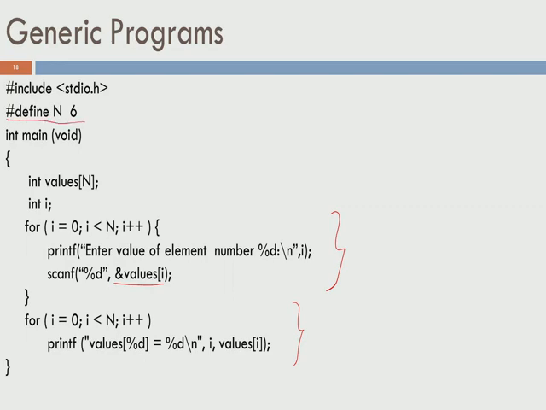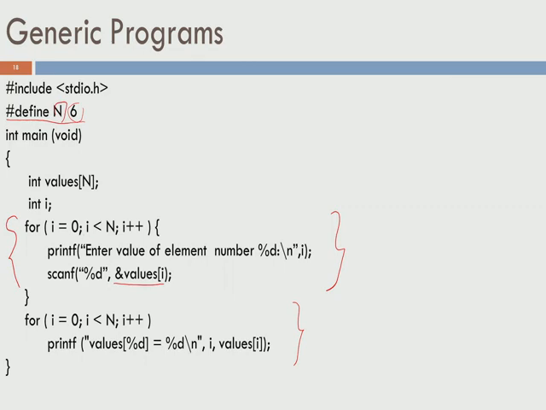See this line 2, hash define n 6. What this does is wherever you see a symbol n, it is going to replace that with value 6. Now if I look at this loop, let us see how to make sense of it. For I equals 0, I less than n, I plus plus. Wherever you see n, the C preprocessor will replace that with 6. So this loop will run from 0 to 6.